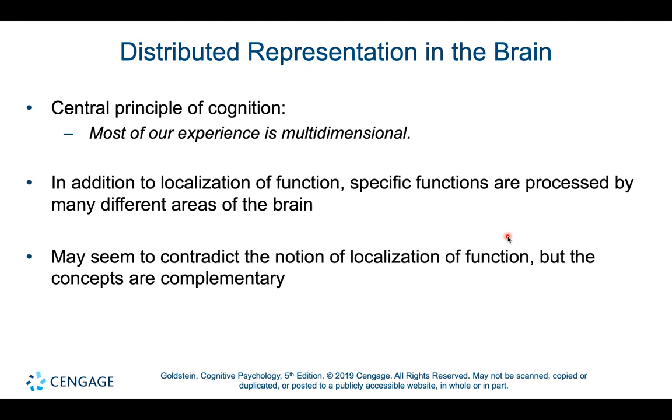So now that we understand a little bit about the nature of localization of function in the brain, we need to take a step back and recognize that localization works hand in hand with distributed processing or distributed representation. So your brain is basically a CEO. Right? Let's think of your brain as a CEO of a major organization.